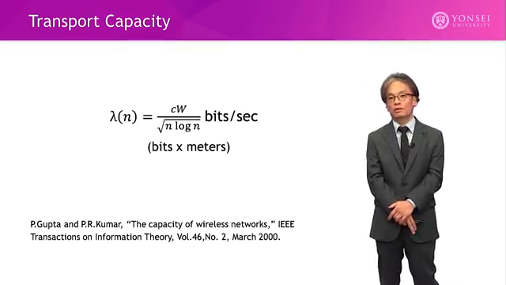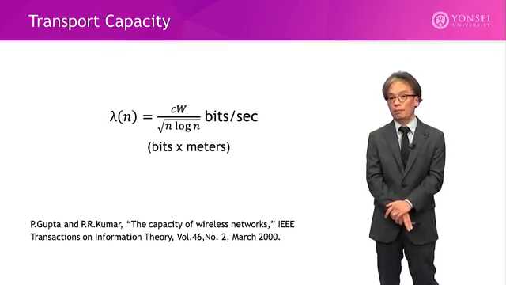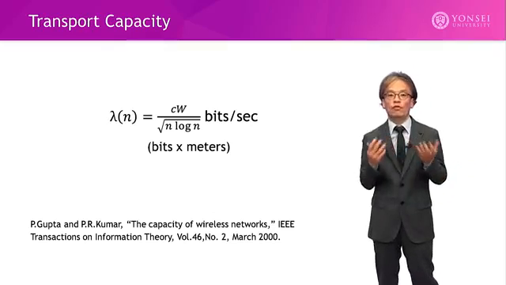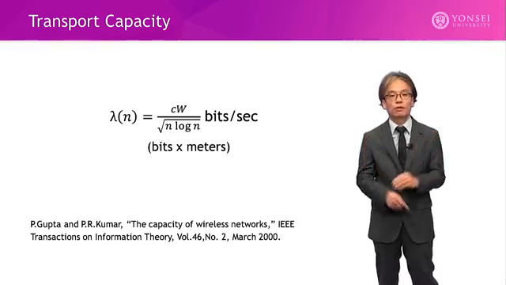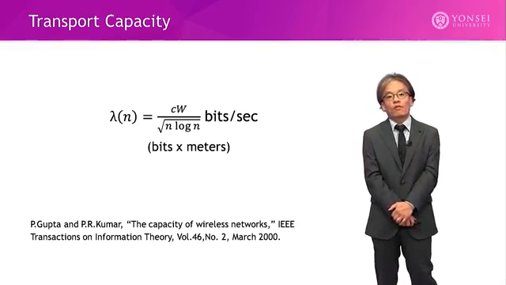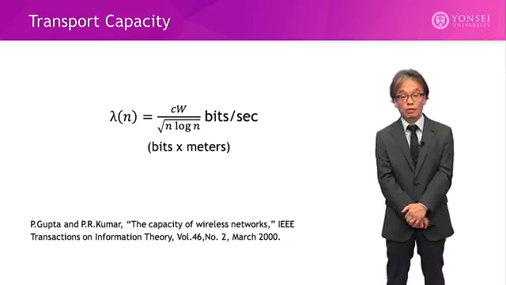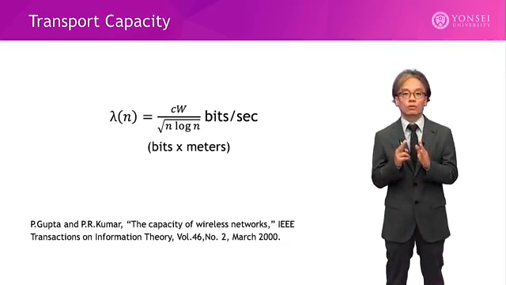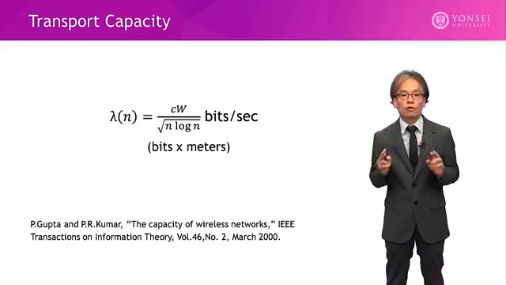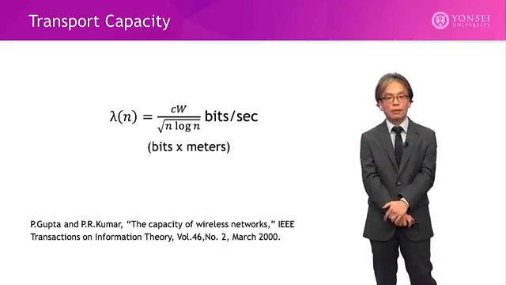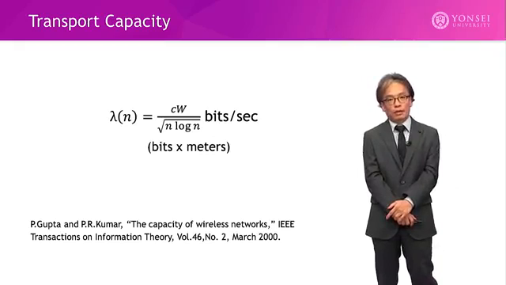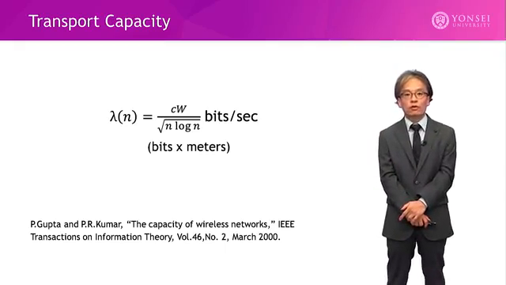The lambda is a function of n. Lambda means capacity. As I said, capacity is the number of successful communication pairs. So the number of successful communication pairs is a function of n. What is n? N is the number of nodes, or node density. How many nodes are in a given area, or how many communication pairs? It's a function of n, and the function is inversely proportional to n multiplied by log n.